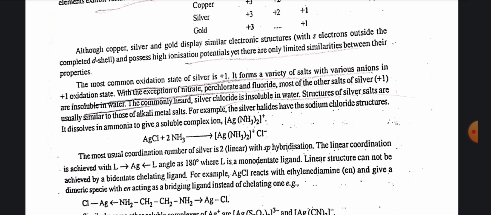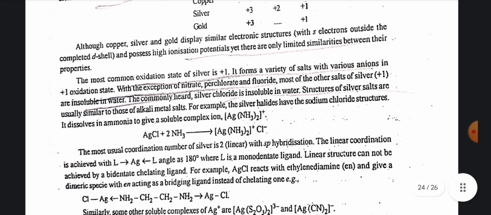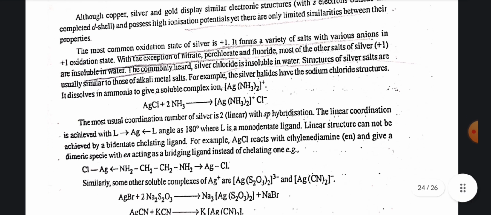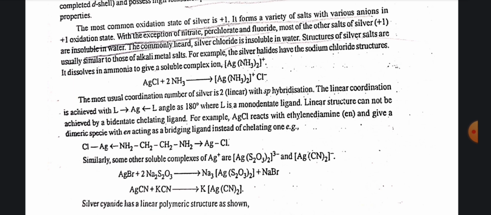Although copper, silver, and gold display similar electronic structure and possess high ionization potential, yet there are limited similarities between their properties. The most common oxidation state of silver is +1, that is, it forms a variety of salts with various anions in the +1 oxidation state.